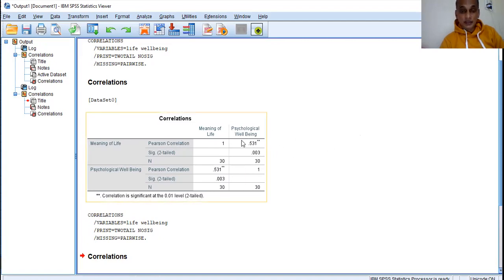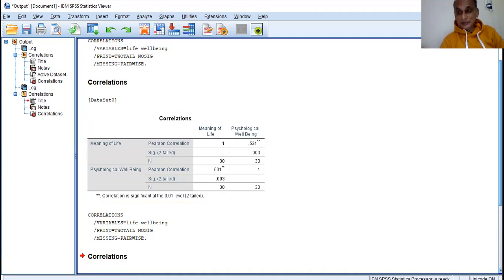It's highly significant. If you look at the bottom one, here we are talking about psychological well-being. This is corresponding again to meaning of life. The same answer is coming. And when I'm saying psychological well-being with psychological well-being, the answer is one. So we all know that we can take either of the two boxes, either this one or this one. The answer is the same. And therefore, the correlation between meaning of life and psychological well-being happens to be 0.531 with a significance of 0.003.